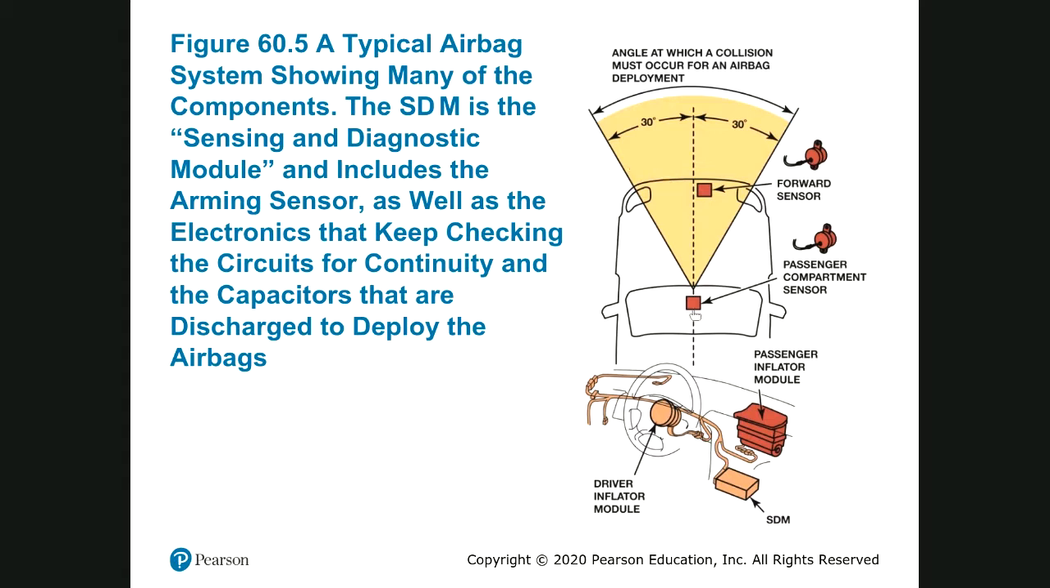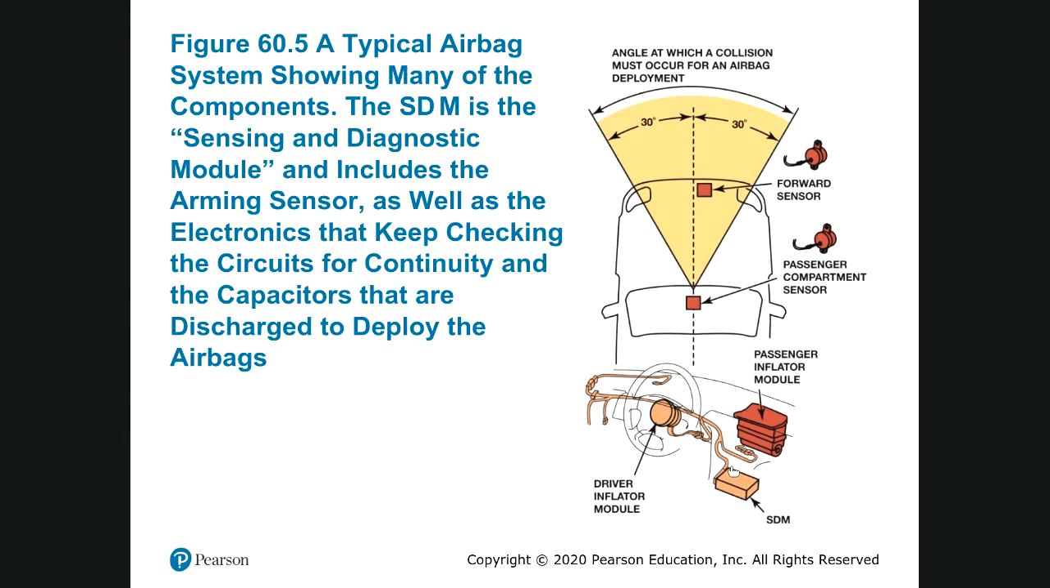Then we go back to here, the passenger compartment sensor. So your forward sensor, your passenger compartment sensor. Sometimes that passenger compartment sensor is part of this SDM, the sensing and diagnostic module. That's where the second sensor is. On our airbag trainer, which I'll show you probably tomorrow or the day after, I'll have a video up sometime, you'll see the arming sensor and the safing sensor, how they both have to be pressed for the airbag section to be deployed.